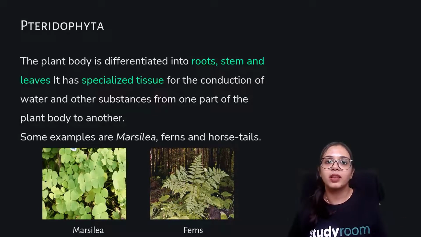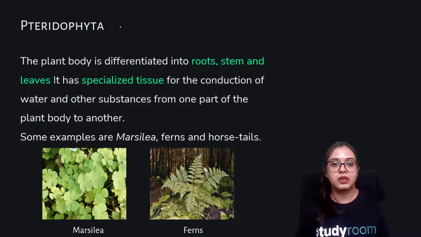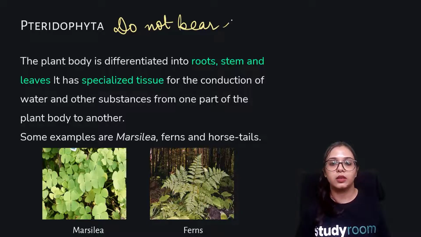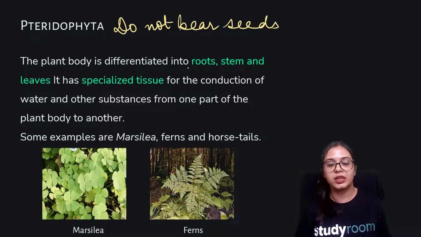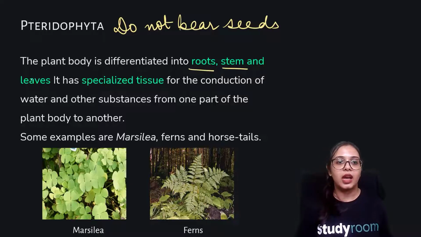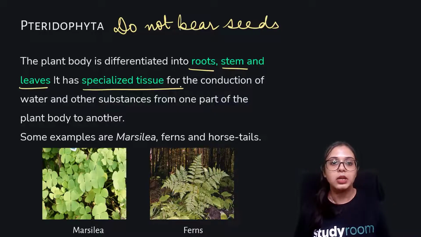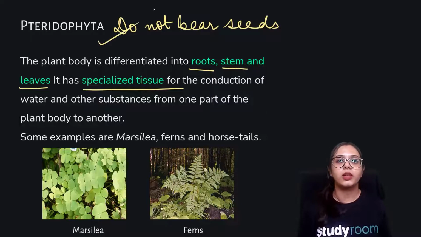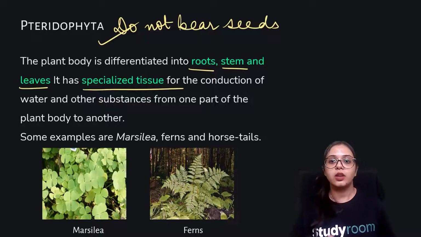Moving on, you have plants that do have vascular tissues but do not bear seeds. Pteridophyta are the plants that do not bear seeds. Here the body is definitely differentiated into roots, stems, and leaves, and it has vascular bundle, so it has specialized tissue for the conduction of water and other substances, but they do not bear seeds. Examples are Marsilea, ferns, and horsetails.